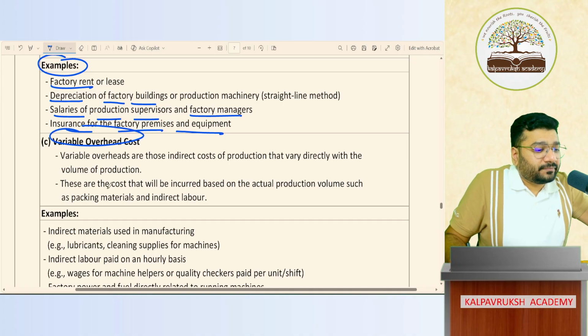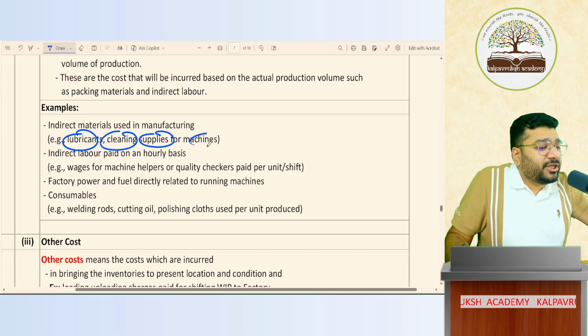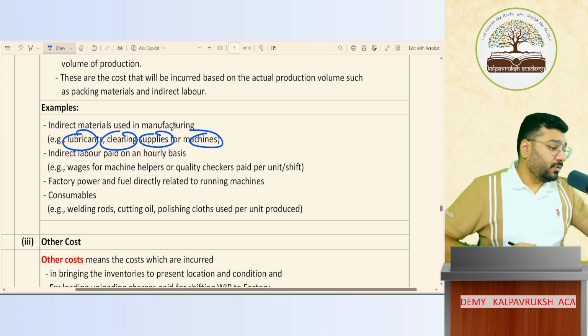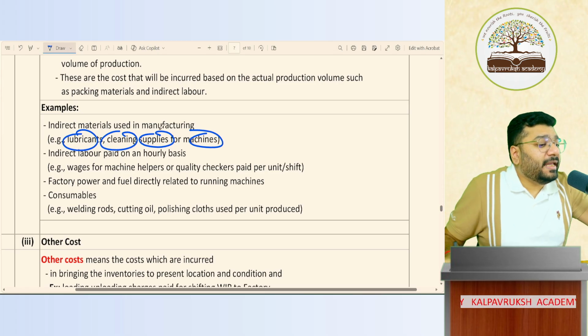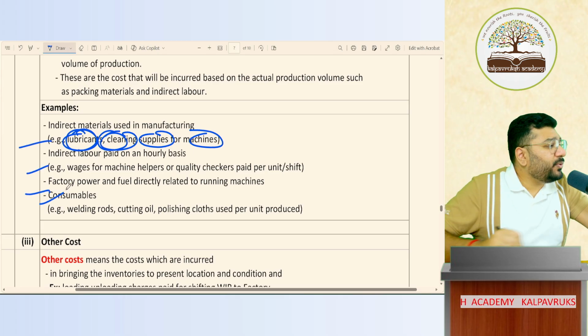Variable overhead. Lubricants, cleaning supplies of machine. Only if I run the machinery, lubricants are required, cleaning is required, otherwise not required. I've given examples you can go through.